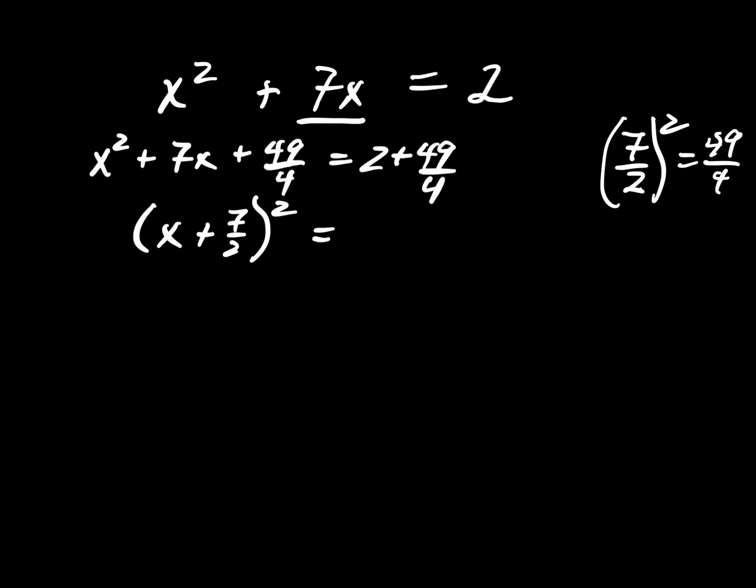Then now we have to add fractions. 2 is actually 8/4. So 49 plus 8 is 57/4. And now we take the square root of both sides. So we get x plus 7 halves is equal to plus or minus the square root of 57/4.